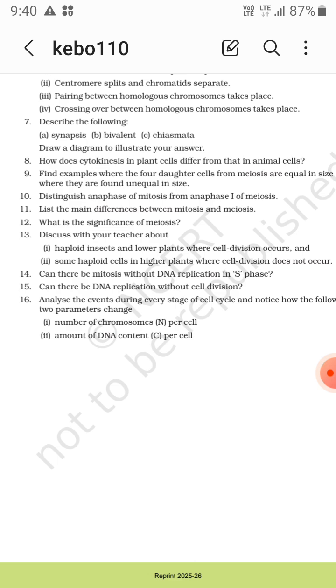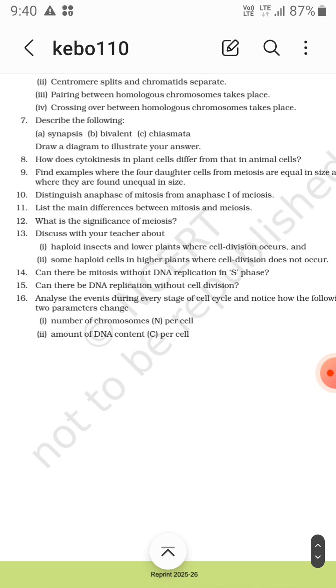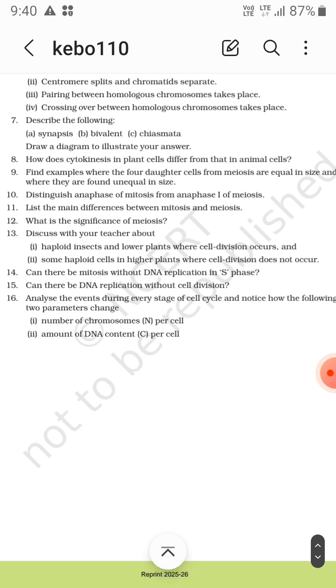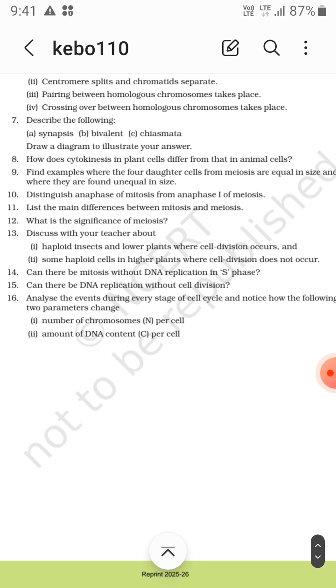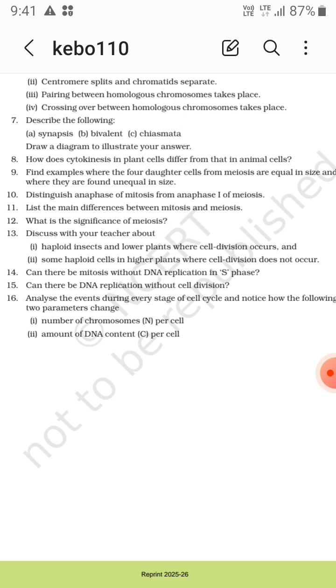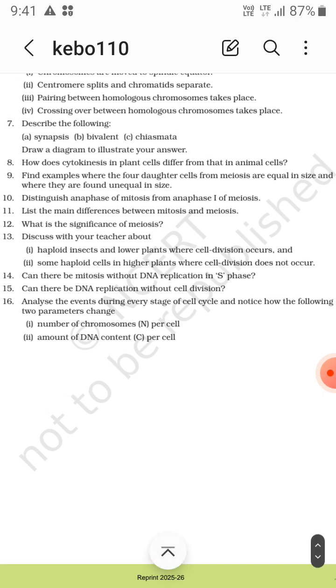Now discuss with your teacher about haploid insects and lower plants where cell division occurs, and some haploid cells in higher plants where cell division does not occur. So haploid insects show mitosis, right? Maybe the permanent tissues in which there are some haploid cells in higher plants where cell division does not occur.